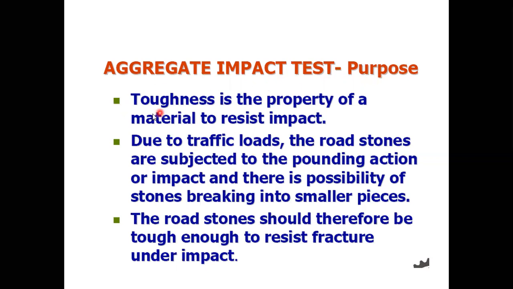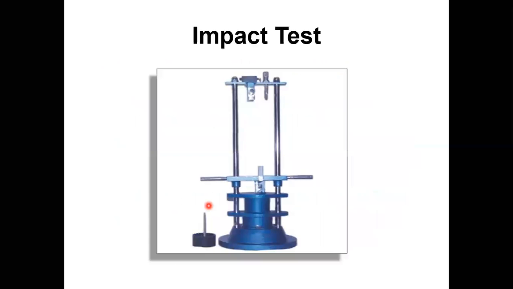Toughness. Toughness is the property of a material to resist impact, which we have already discussed. Due to traffic load, the road stones are subjected to the pounding action or impact, and there is a possibility of stones breaking into smaller pieces. So obviously, whatever aggregates you are going to use, they have to withstand this impact force or pounding action. Okay? The road stone should therefore be tough enough to resist fracture under impact. Obviously, it should not get fractured or break under this impact load.